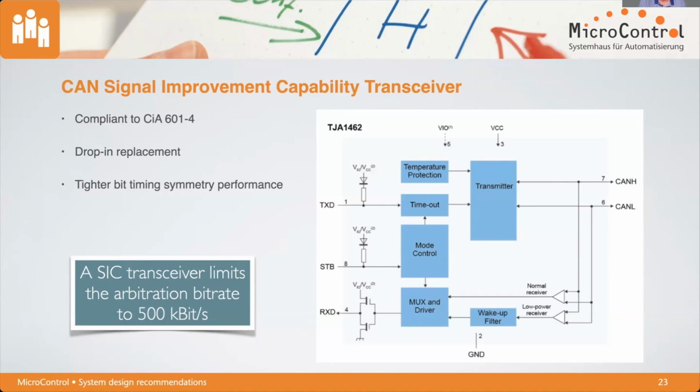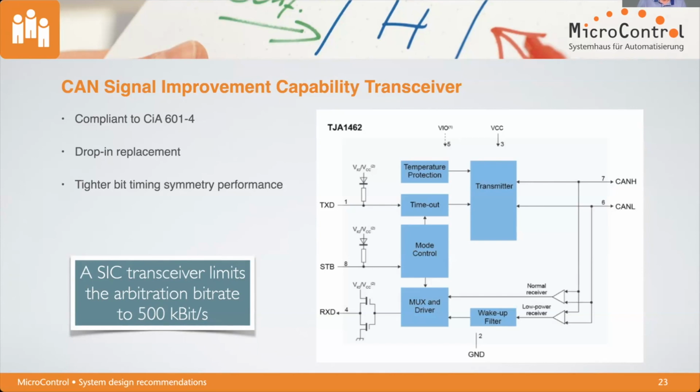So the only thing we could do is limit the arbitration bitrate to 500 kilobit if you want to use CAN-FD and these SiC transceivers. The good news is it's a drop-in replacement. So again, I've got some good news for you. It's a drop-in replacement for these SO8 pinnings, so you can interchange them.